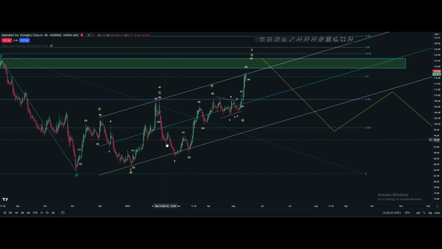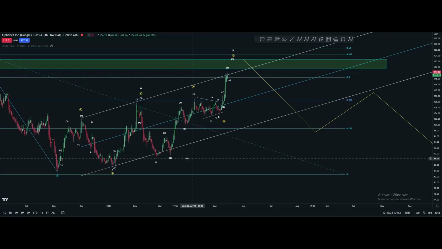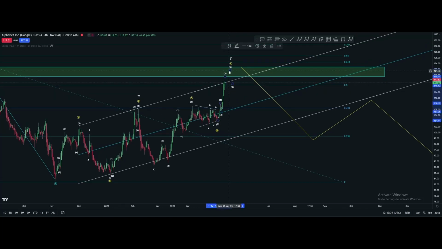X being an ABC zigzag, 1, 2, 3, 4, 5 impulse into a triangle A, B, C, D, and E. That would be your wave B. And then 1, 2, 3, maybe it's not done yet. 4 to be expected, and 5 perhaps.